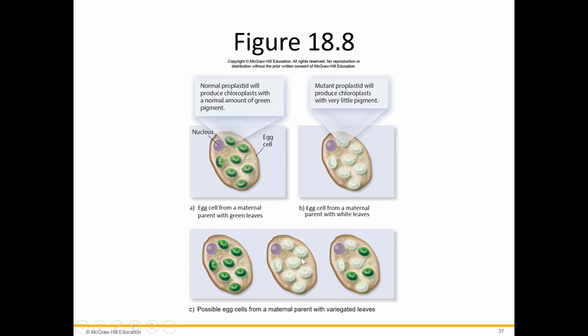This is what you might get if this egg was produced and had all white chloroplasts, you would get all white leaves. And if you have this one, you would get all green leaves. So this is what happens with the variegated plants.